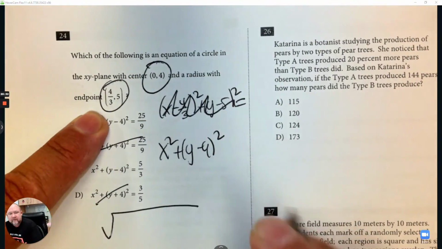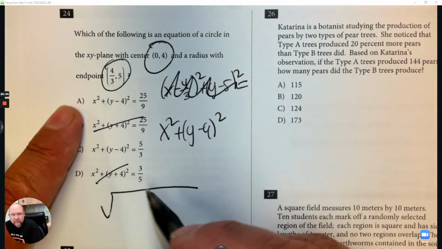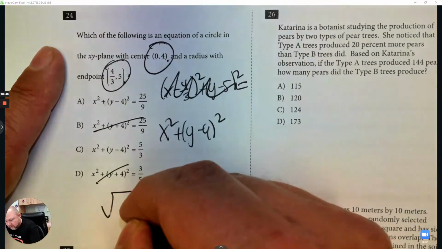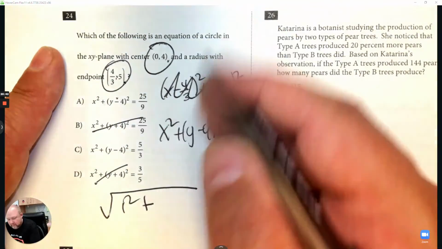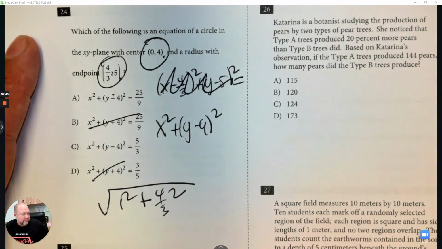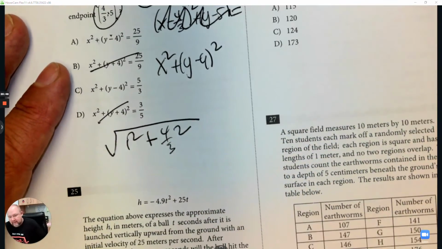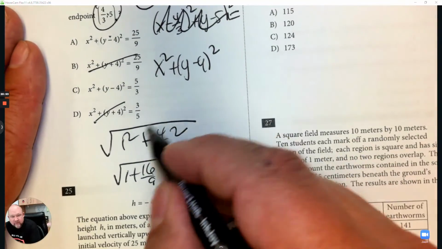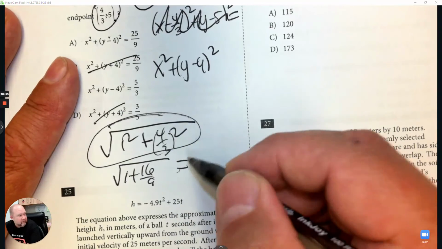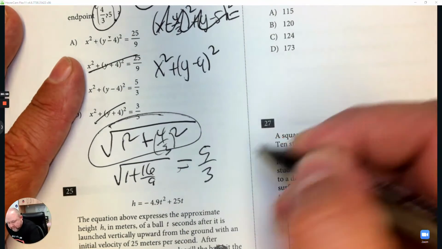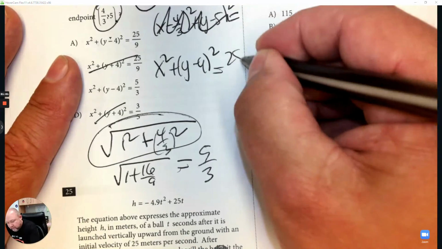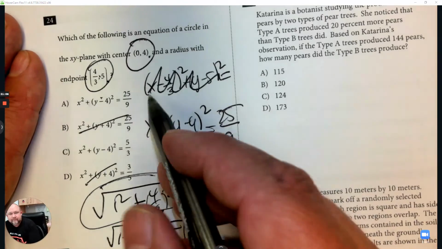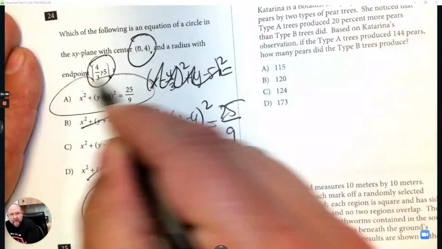To find the distance, it's the Pythagorean theorem. So it's the square root of, and I subtract: 5 take away 4, 4 over 3 take away 0. That's the distance formula. That's 1 plus 16 over 9. Anyway, use your calculator. Just type that in your calculator and you get 5 over 3. And then for this formula, you square it. So a circle would be squared. So the answer is A.